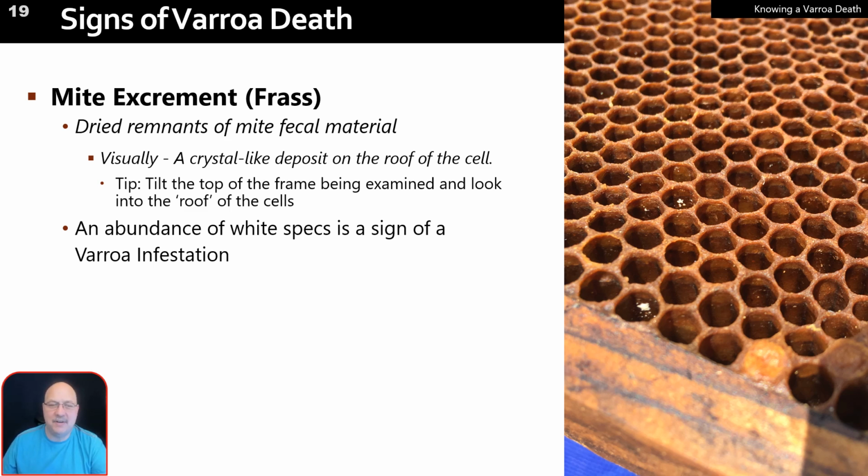Simply pull the brood frames from the hive body, hold them out in front of you, and tilt the top of the frame away from you so that you can see the roof of the cells.